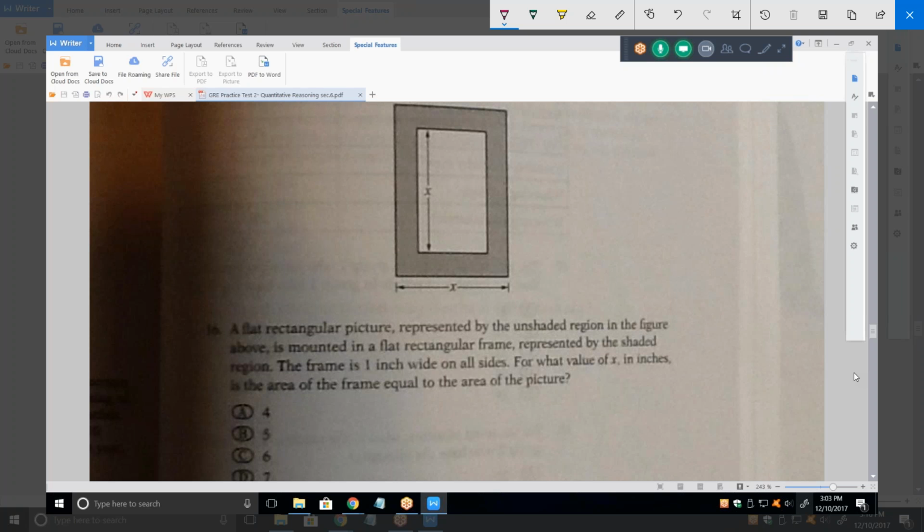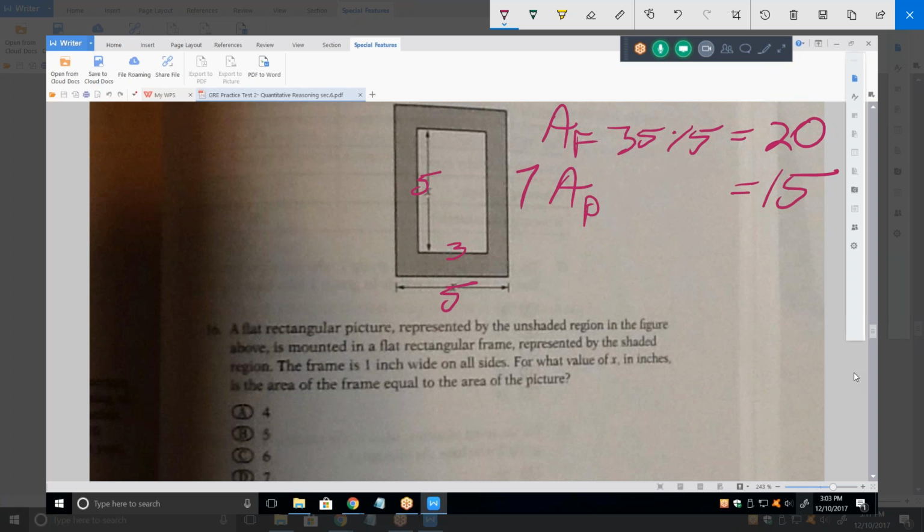Sure. If x is 5, then we know this has to be 3, right? Oh, because of 5 minus 2. Right. And if this is 5, this has to be 7. So the area of the frame would be 35 minus 15. And the area of the picture is 15. So they're not the same. The frame is bigger.